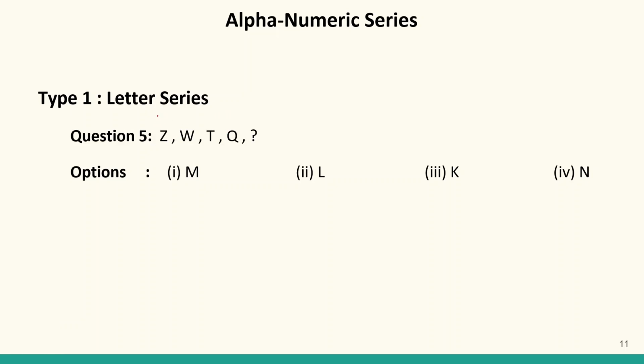Now I can see Z is ranked at 26. W is ranked at 23. T is ranked at 20. Q is ranked at 17. So I can see clearly that the series is decreasing. We are going in a descending order, or the elements are in a decreasing order, right?